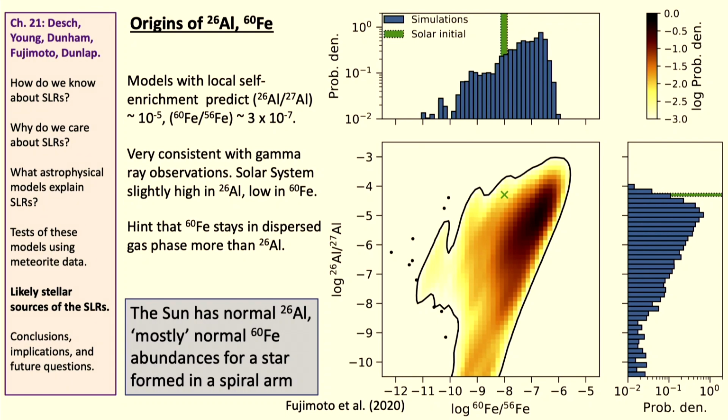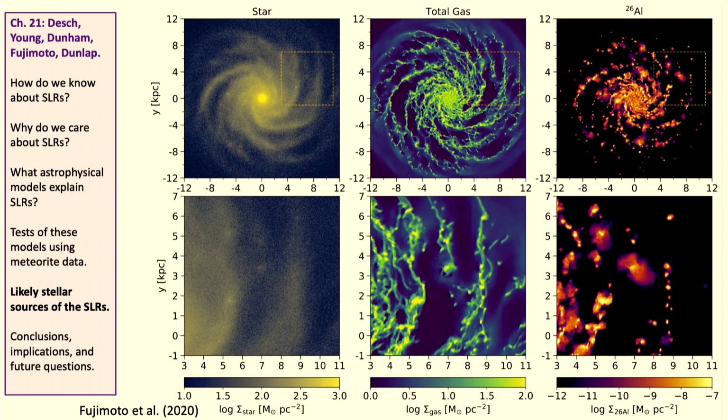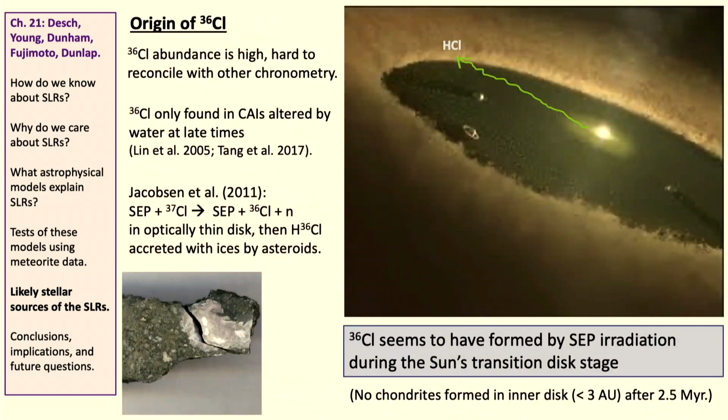You mentioned the role of the solar energetic particles in the transition phase. All right, yes. So do you mean that only the CAI at the inner edge of the transition disks are irradiated by the solar energetic particles?